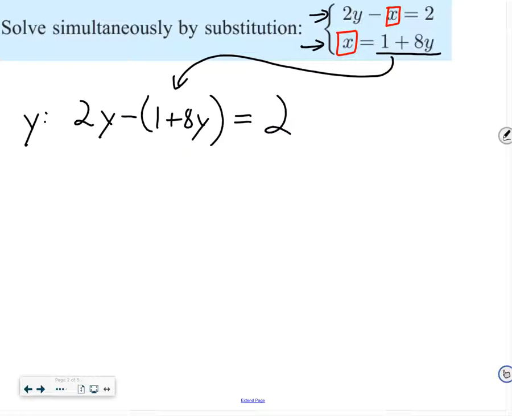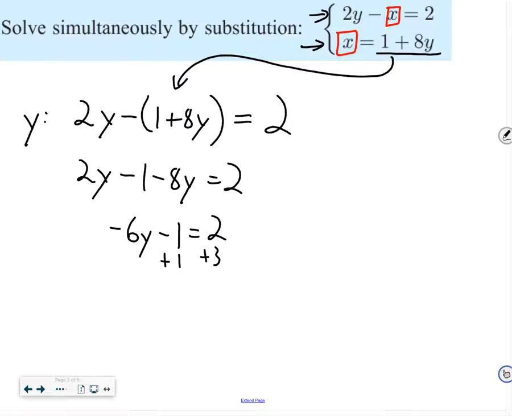Now I have an equation with only y, so I can solve this. So I'm going to distribute my negative through my parentheses. Okay, collect my like terms, so I get negative 6y minus 1 equals 2. Add 1 to both sides, and I get negative 6y is equal to 3. Divide by negative 6, divide by negative 6, and I get y is equal to negative 3 over 6, or negative 1 half.